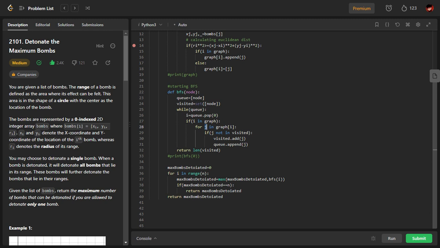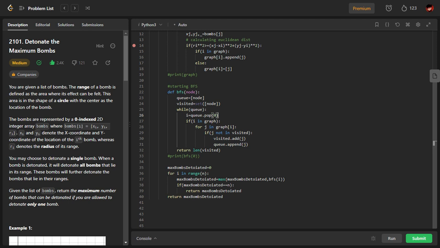Okay, so I will just check if J is not in the visited. That means if J is not already exploded, I will add it in my visited, and I will again add it in my queue also. This whole thing is just a simple BFS. It's not related to this question. Basically, it's just a BFS algorithm which we are implementing.